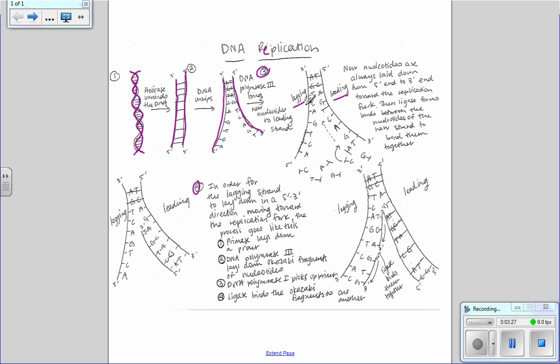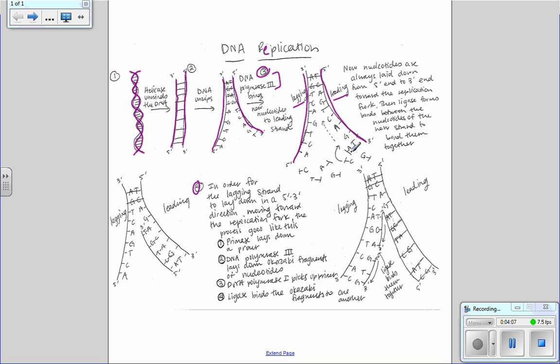Okay, so for the leading strand, an enzyme called DNA polymerase 3 is bringing new nucleotides over to the leading strand. Okay, so you can see here there are a bunch of free nucleotides. They're just kind of hanging out. And DNA polymerase basically picks them up and brings them over to match up with complementary DNA. Okay, so on the leading side, we have a T there at the bottom. So DNA polymerase 3 is going to bring an adenine nucleotide over to match up with it.